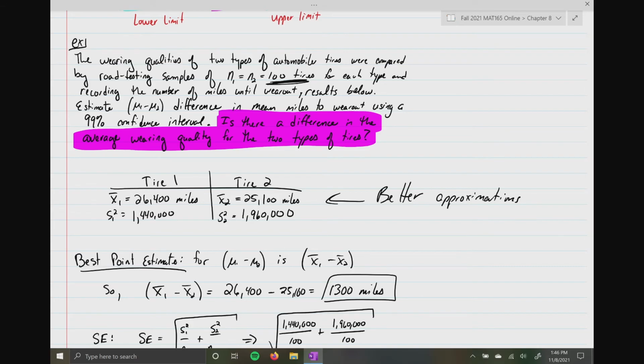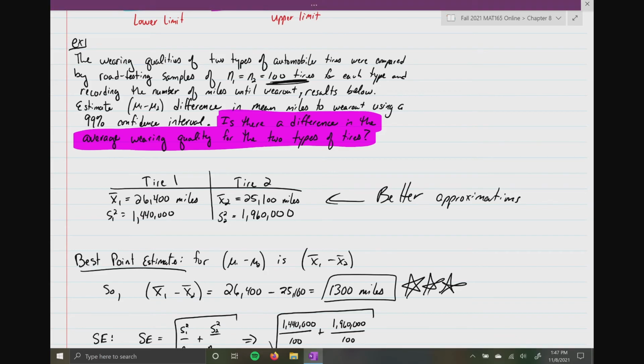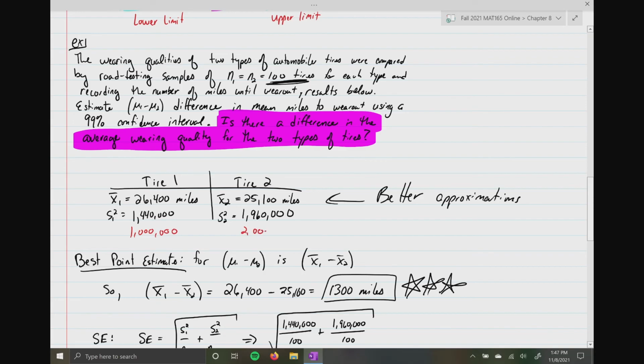If you look at these two means, they're really not that different: 26,000 miles and 25,000 miles. The difference between these two is 1,300. We can see that right here where I just put these stars. It's really not that different. However, those variances are very different. One is 1.4 million. The other is 1.9 million. If you were to round these variances to the nearest million, I'm going to write this in red, that's 1 million, and this is 2 million. That's a big difference. The variance is huge.